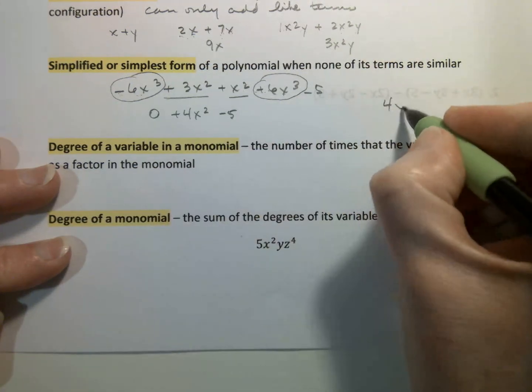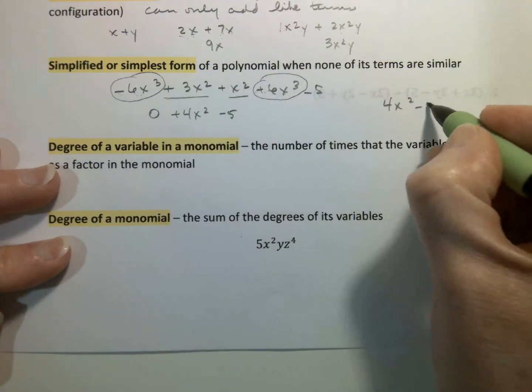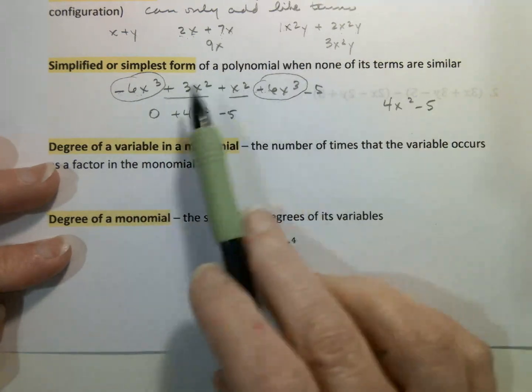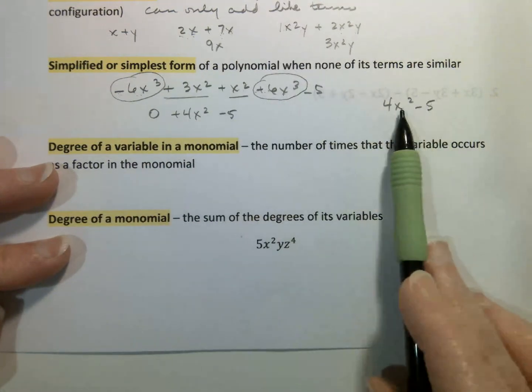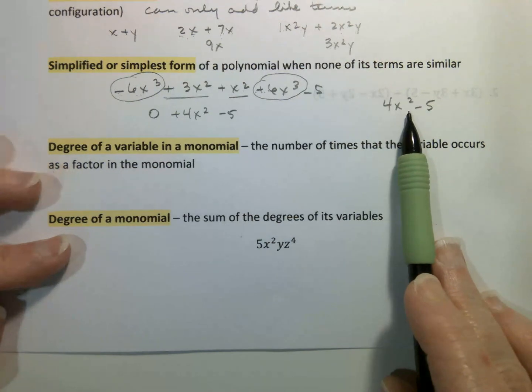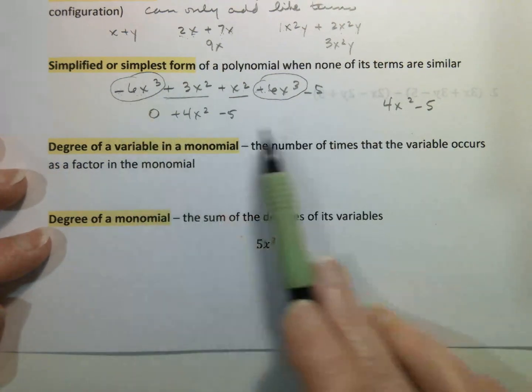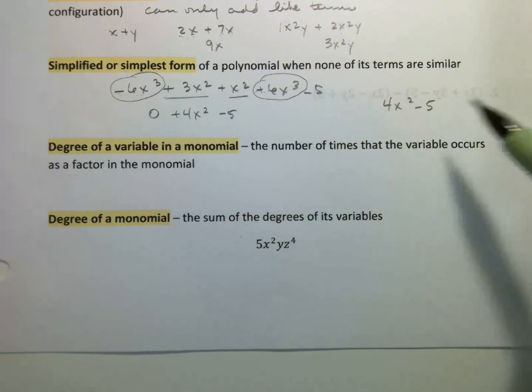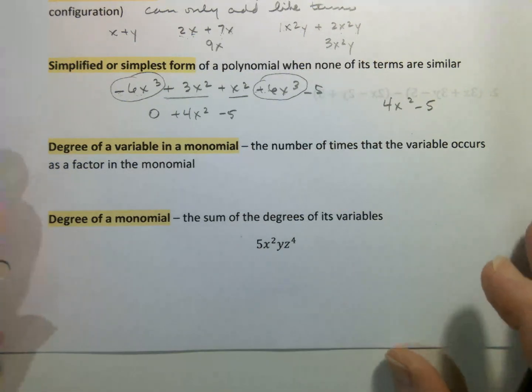So simplest terms, or simplest form, looks like this. I have simplified it. I have added everything I could possibly add, and this is as simple as it gets. Okay, so that's simplifying. We're not really solving it. We're just reducing it to the fewest number of terms as possible.